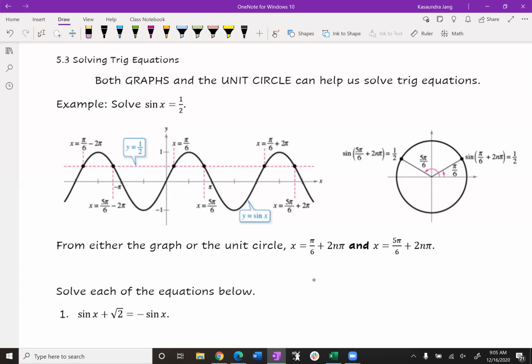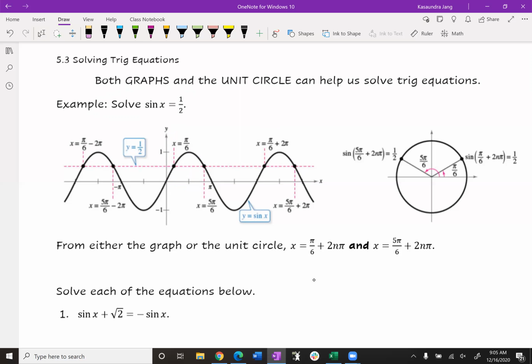And then if my x is this other angle right here, 5 pi/6, then again, it's going to repeat every 2 pi. It's going to hit again and again. Even if I'm subtracting 2 pi, it's going to go again and again, every full circle. So you can do that off of the graph.